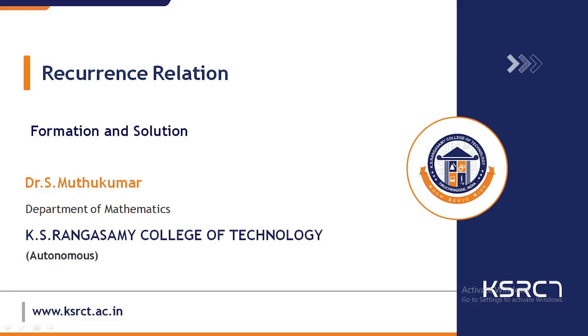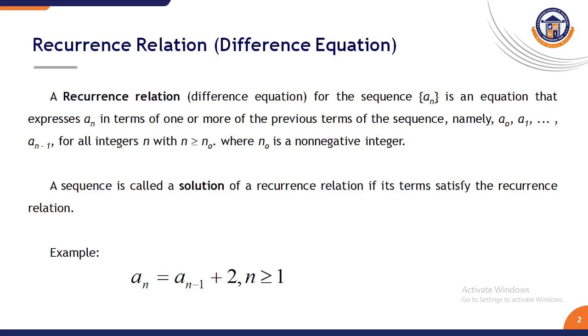In this video, I am going to explain about the formation and solution of a recurrence relation. Recurrence relation is nothing but a difference equation. A recurrence relation for a sequence an is an equation that expresses an in terms of one or more of the previous terms of the sequence. If a sequence satisfies any recurrence relation, then it is known as a solution of that recurrence relation.